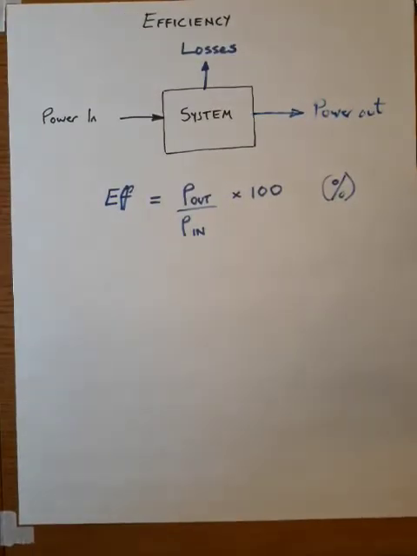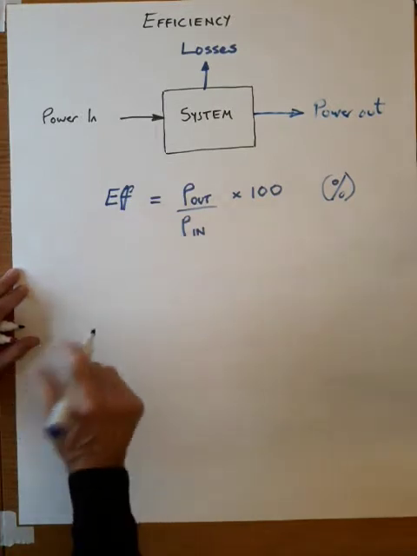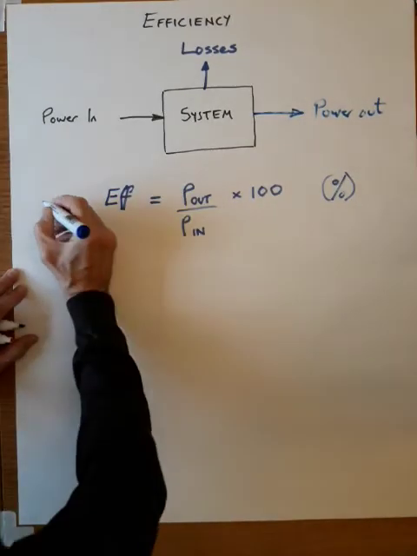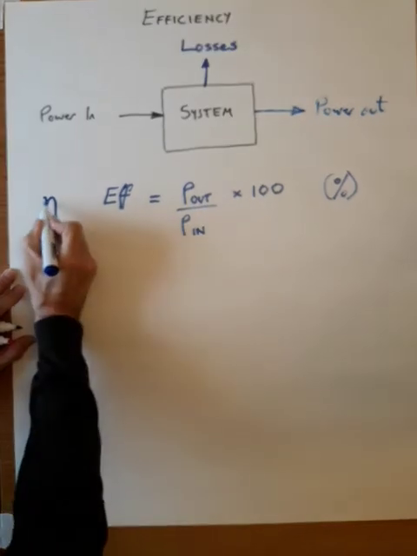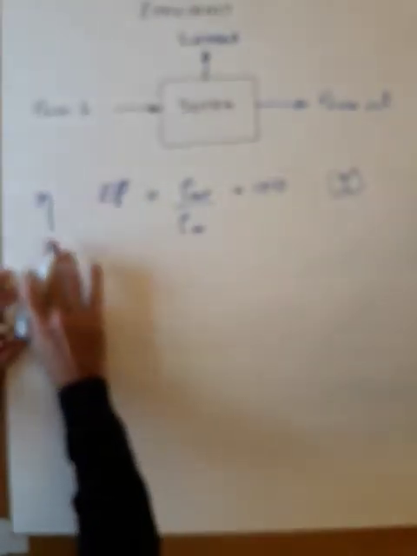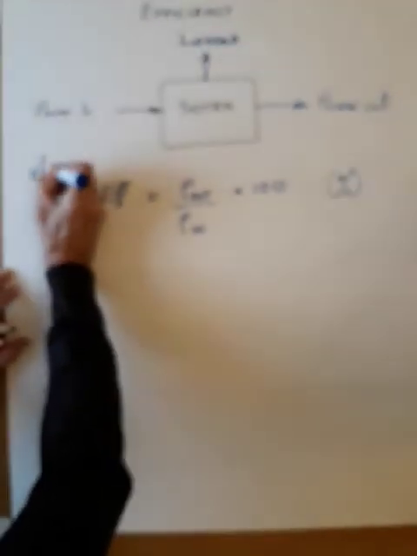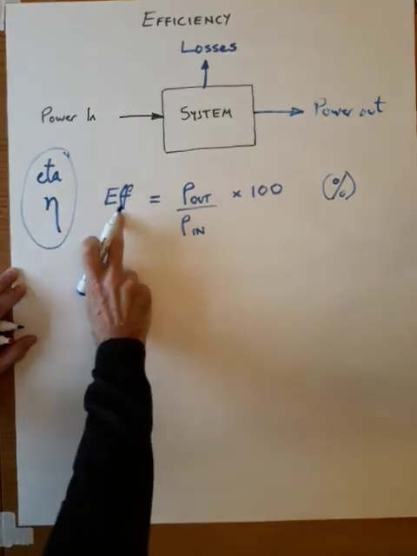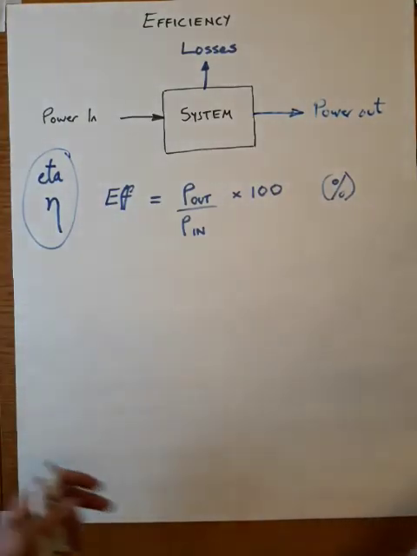Let's do an example, but before I do that, I've just written F for efficiency. The correct identifier for that is the Greek letter eta, which looks like a lowercase n with a long finish. So that is eta. I don't mind if you use that or that. I would mark either correct. Let's do a couple of simple examples.